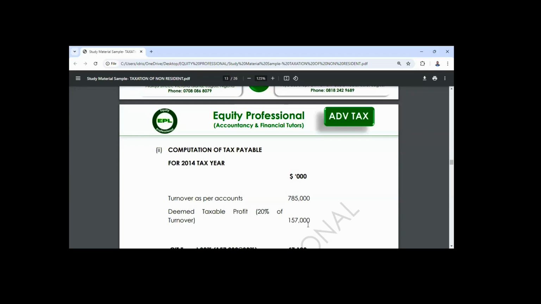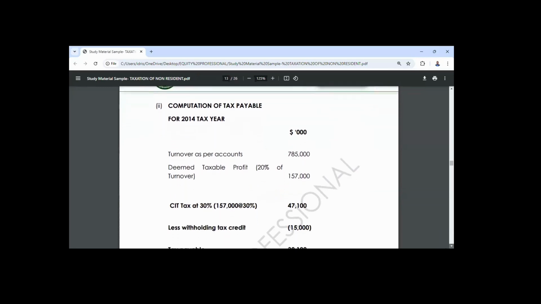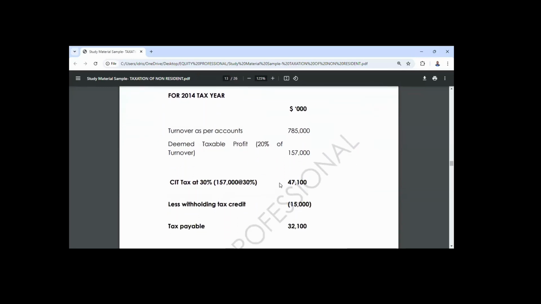Based on this assessable profit, they will now pay tax. They will pay company income tax of 30%. 30% of 157,000 is going to give you 47,100. That is the company income tax that they're supposed to pay.